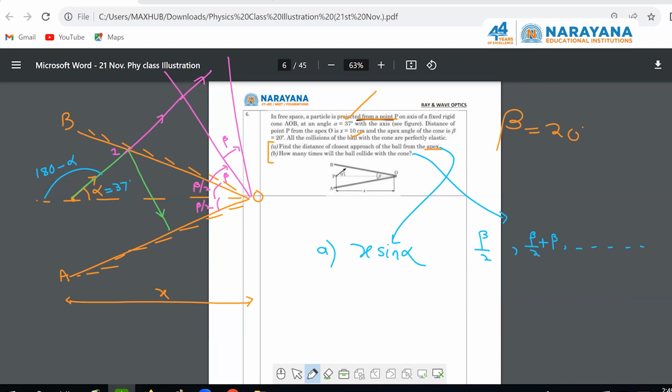So just check how many times it is getting reflected, because that pattern everybody can see. It happens first at 10 degrees. That is happening at 30 degrees. So 20 degree intervals are there, right? So while the sixth collision is happening, how much has it traveled?